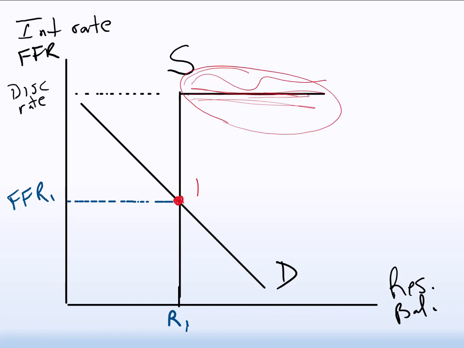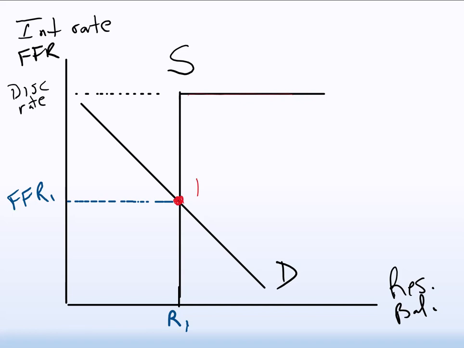at the discount rate that the Fed sets. So now the question becomes, what happens when the Fed changes the discount rate at the discount window? Does it have an effect on supply and demand? Will point 1 change as a result? Well, let's look. Let me clean this up a little bit.